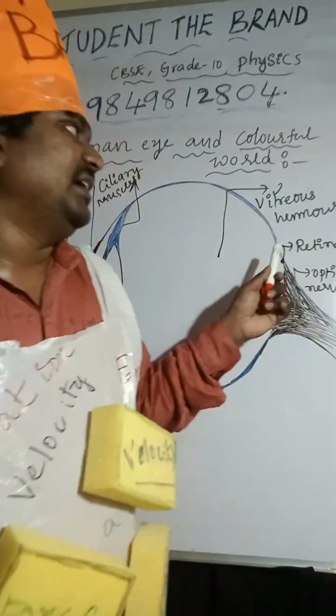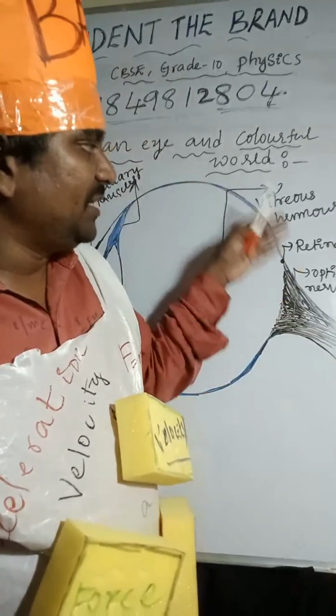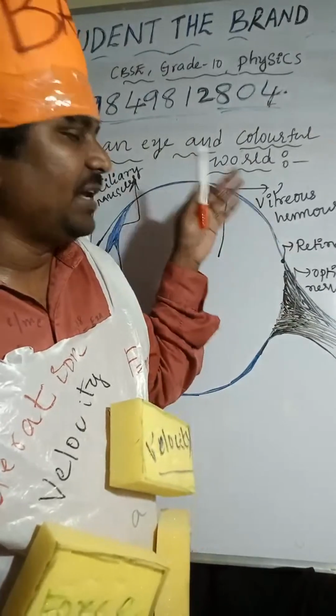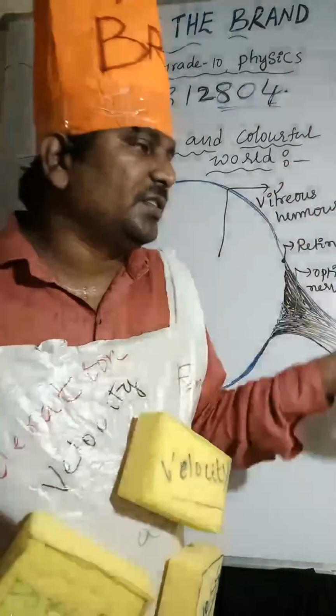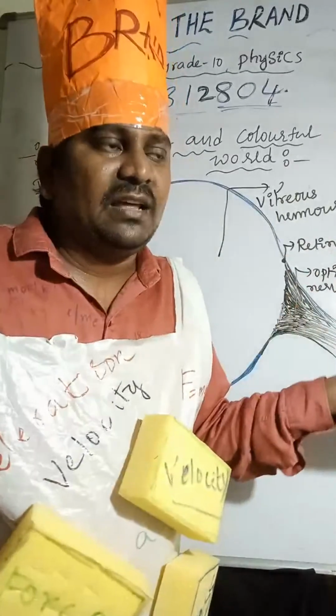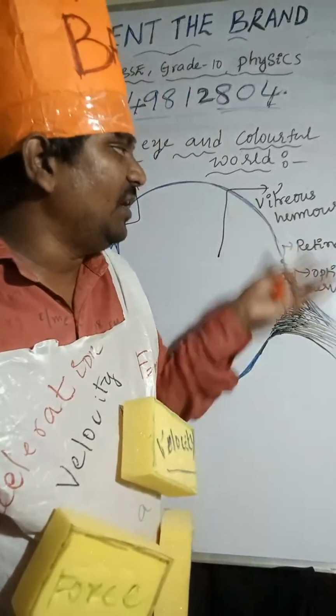And the retina is a light sensitive screen where light rays will meet. A real and inverted 2D image will form. There are two types of light sensitive cells, rods and cones. Rods detect the intensity of the light, cones detect the color of the light. The region where more rods and cones are present at the retina is called the yellow spot.